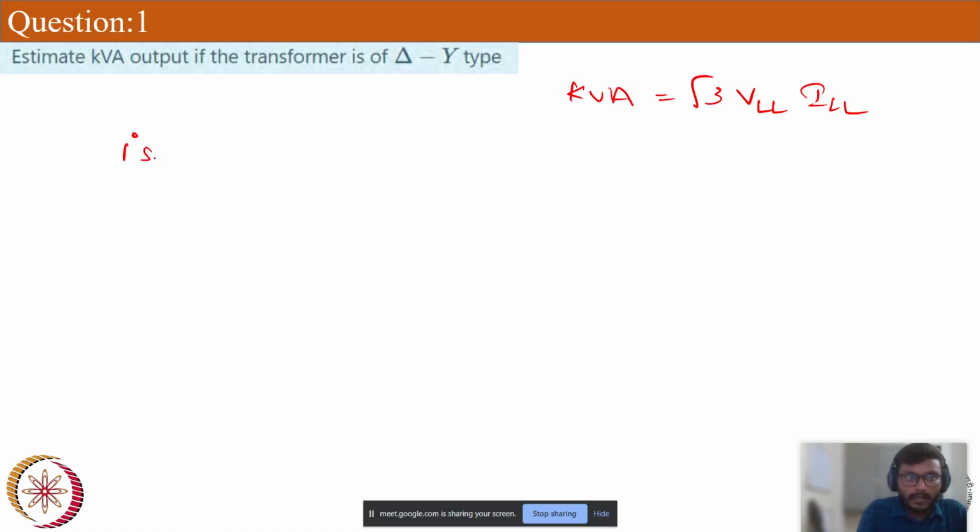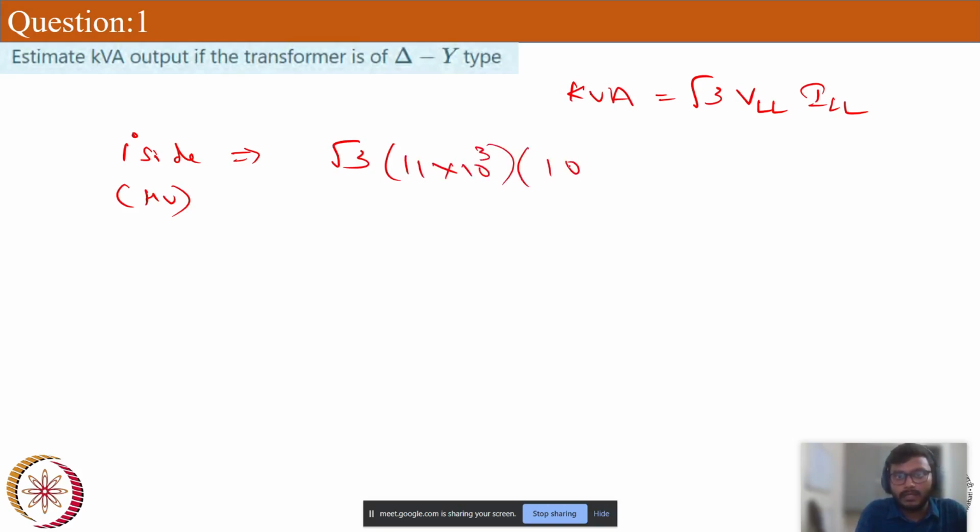Now again, let's solve this kVA from both sides. Now my primary side is the HV side. Root 3 into VLL HV. It is 11 kV and ILL HV is 10 amps. It will give me how much? Same thing anyway. Root 3 into 11 into 10, 190.525 kVA.